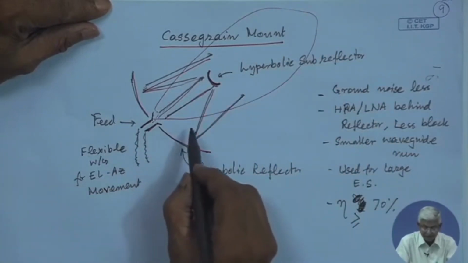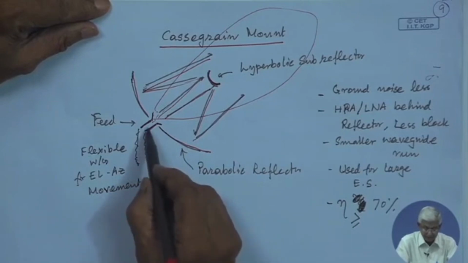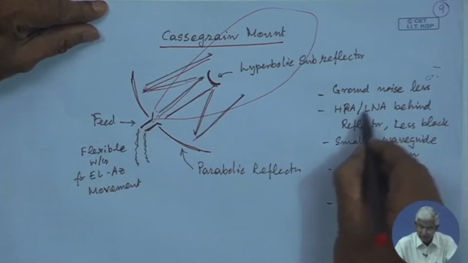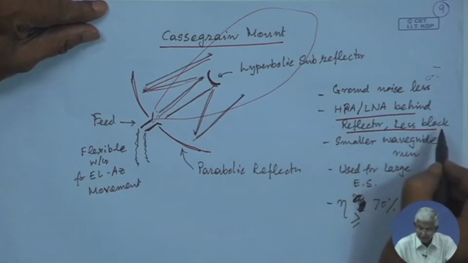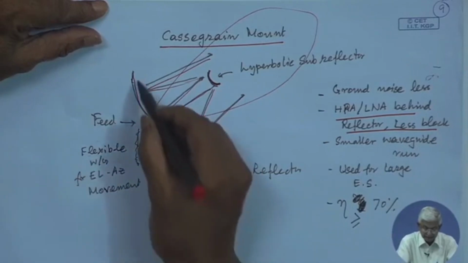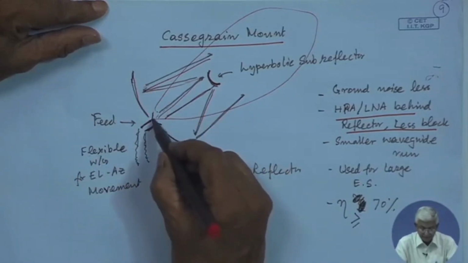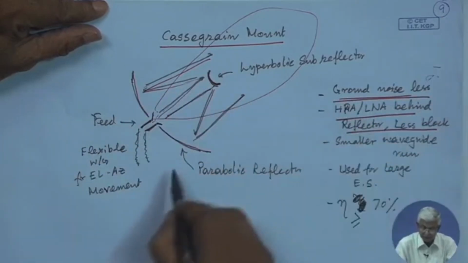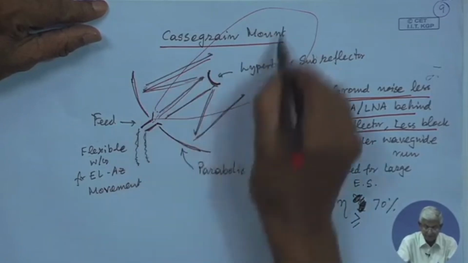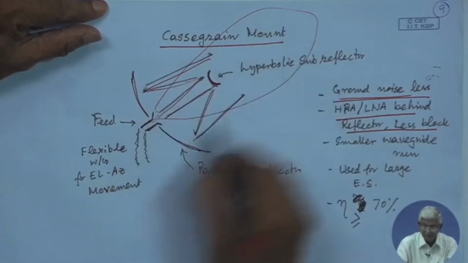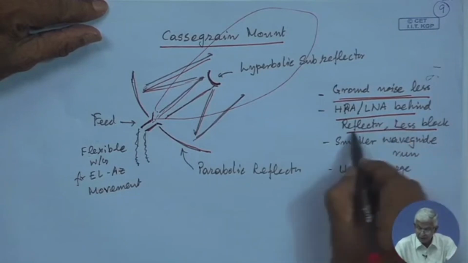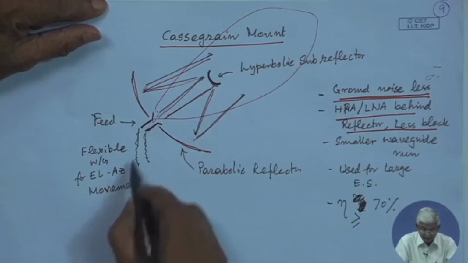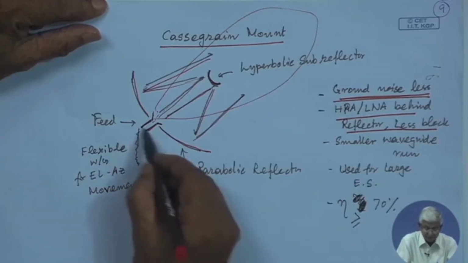Now, one big advantage of this is that you can mount your LNB, HPA, LNA, all these things behind the reflector, and since the secondary reflector as well as the primary feed both are looking towards the sky, the ground noise pickup is less. The ground noise is not falling into the beam of this, as well as not in this beam. So, the ground noise level is less, so G by T can be controlled. And of course, there is a very small waveguide line because you can mount.